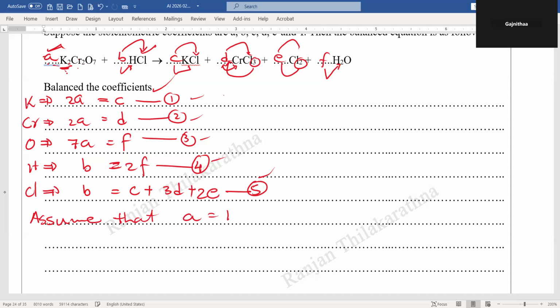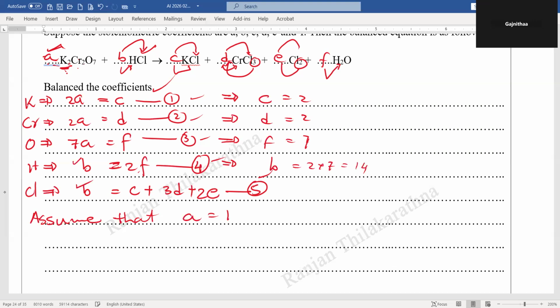Then from this equation, you can get C equals 2. From this equation, you can get D equals 2. From this one, you can easily get that F equals 7. From this one, you can easily get that B equals 2F. B equals 2 into 7, equals 14.